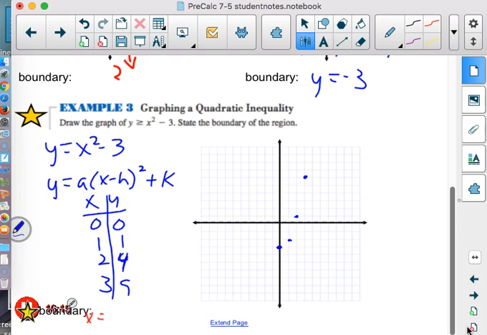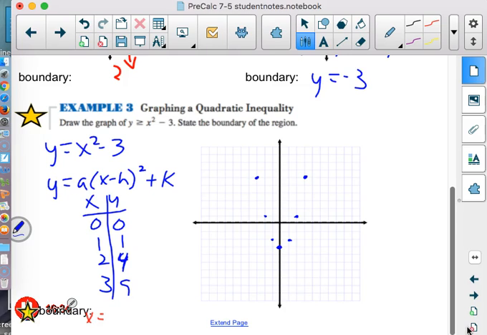Now, why didn't I do a left side? Okay, just use symmetry. Once you have this, you can use symmetry. You know that the vertex is at 0, negative 3, so just reflect over the y-axis. And you have it.